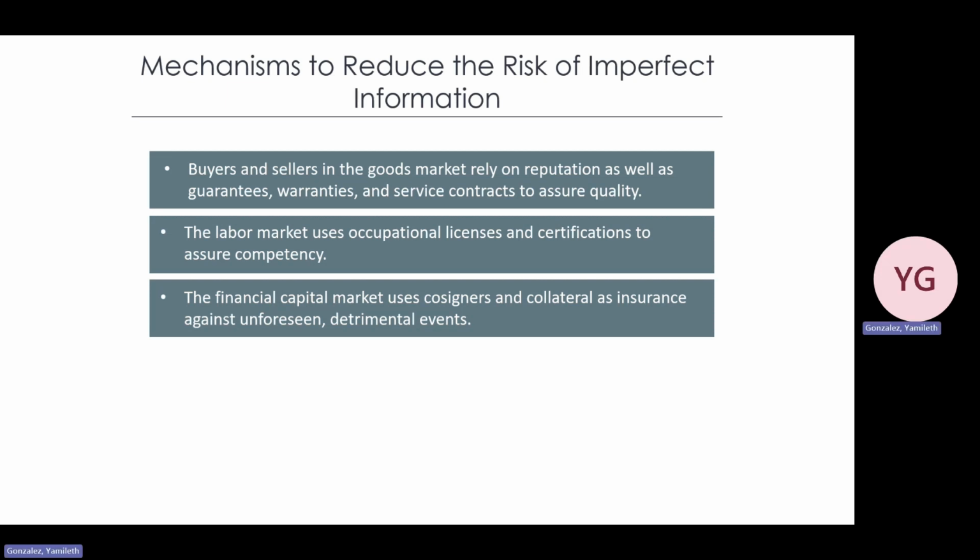Mechanisms to reduce the risk of imperfect information. Buyers and sellers in the goods market rely on warranties and service contracts to assure quality. The labor market uses occupational licenses and certificates to assure quality. The financial capital market uses cosigners and collateral as insurance against terminal events.